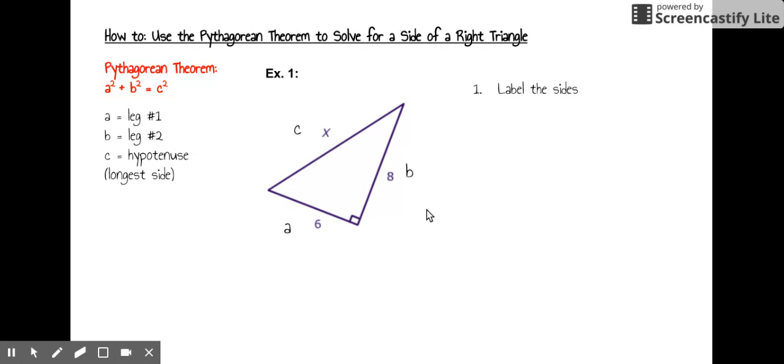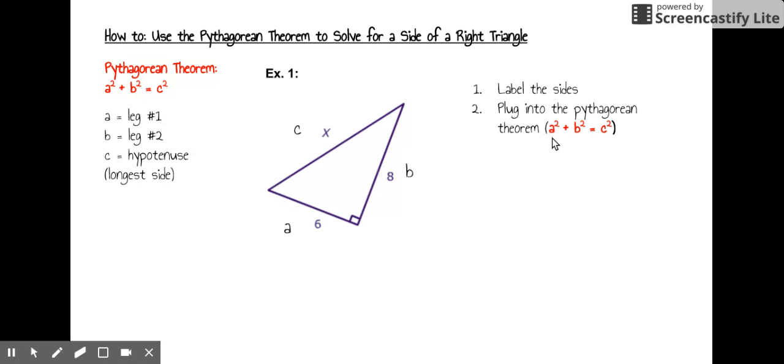They are the shorter of the three sides. I tend to put A as the shorter of the two legs and B as the longer of the two legs. But again, it really doesn't matter. As long as you have the hypotenuse on one side and the legs on the other side, you're going to be doing the Pythagorean theorem correctly. So that's step one. We want to label our sides.